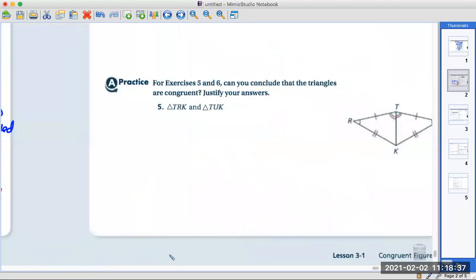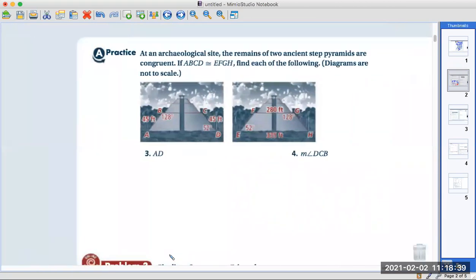Next page, we are on page 123 on top. We're going to look at these two pyramids. Notice how it's listed. These are actually not triangles. Notice we got four angles. So it's really talking about this. This is called a trapezoid, in case you're interested. So I have to look at A, B, C, D. A, B, C, D is this shape.